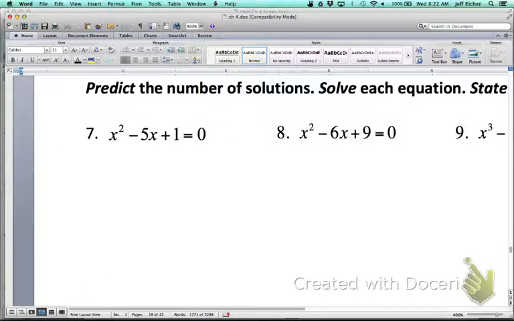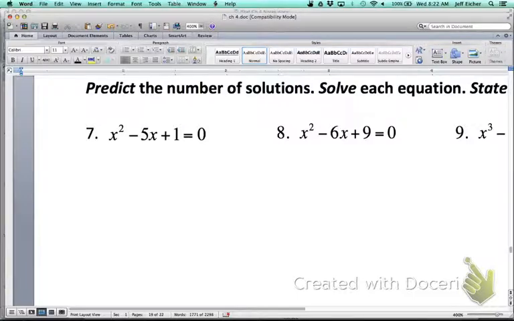Turning the page, number 7. Predict the number of solutions. I see an x squared, so I'm going to predict there are 2 solutions. Solve the equation. I'll do that in a second. And then state the number and type of solutions. Now, I don't know about you, but looking at this one, since that 1 is there, we're probably not going to be able to factor. Factors of 1 times 1 that add to negative 5? I don't know.